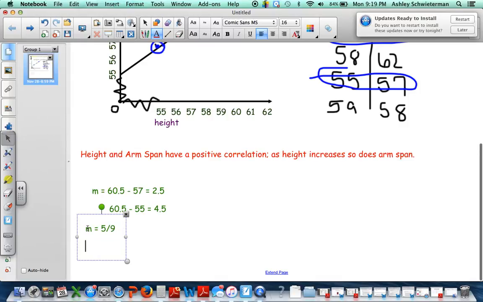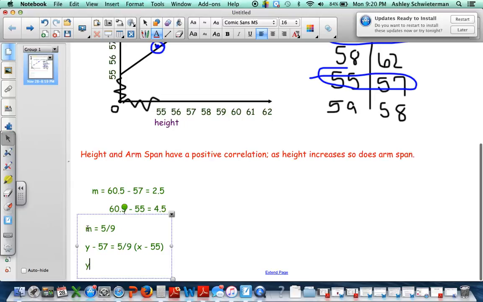Now, I have 2 points to choose from, so I'm just going to pick the 60.5. So I have y minus 60.5 equals, let's choose the one that we don't have decimals or fractions with. So y minus 57 equals 5/9 times x minus 55. And then simplify that. Add 57 to both sides and distribute the 5/9.